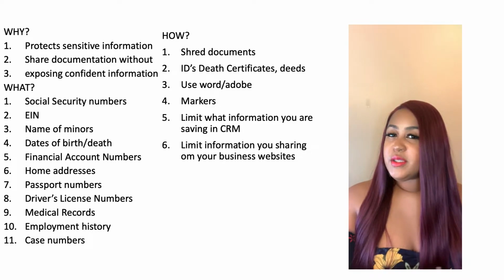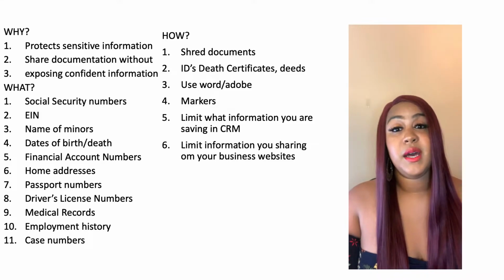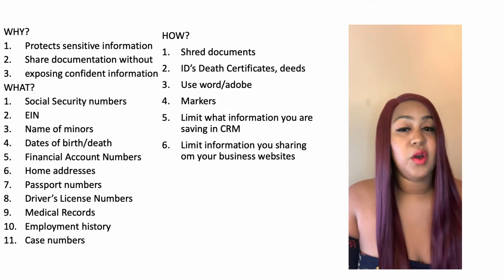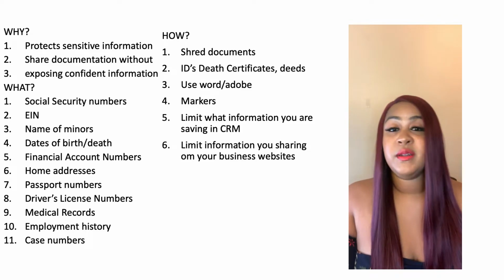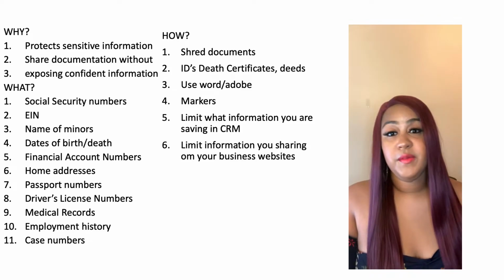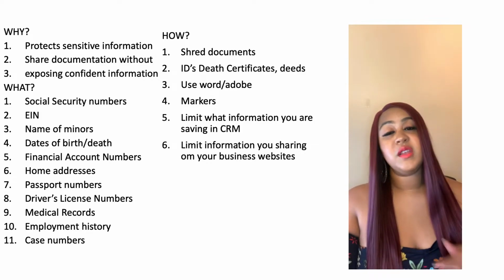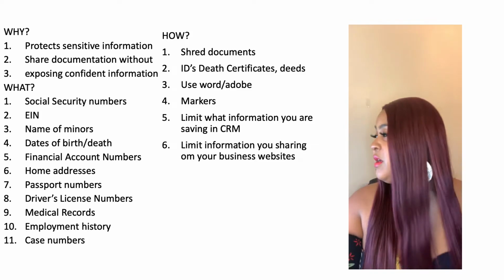Names of minors is something, I don't know why you would have the name of a minor, but again, PACER has a lot of documents. I have not covered the whole bankruptcy petition because it's not really necessary to do unclaimed funds, but if you dig deep enough, you will see employment information, pay stubs, you'll see the names of kids, ages, date of births. You don't need to have all that information.